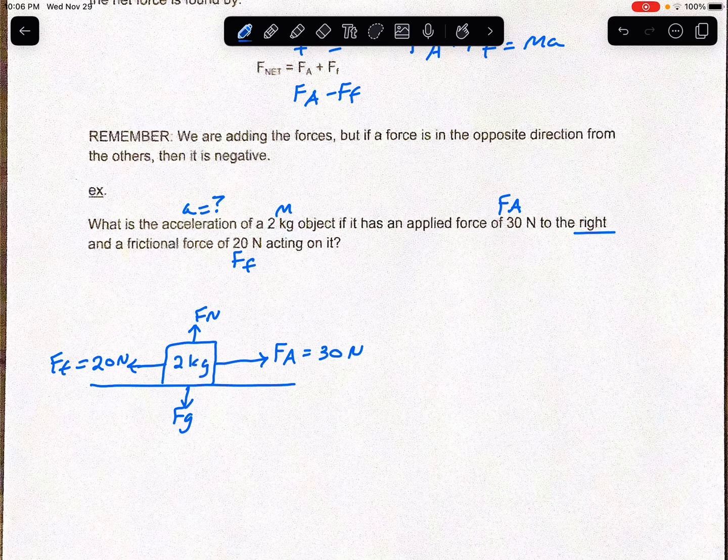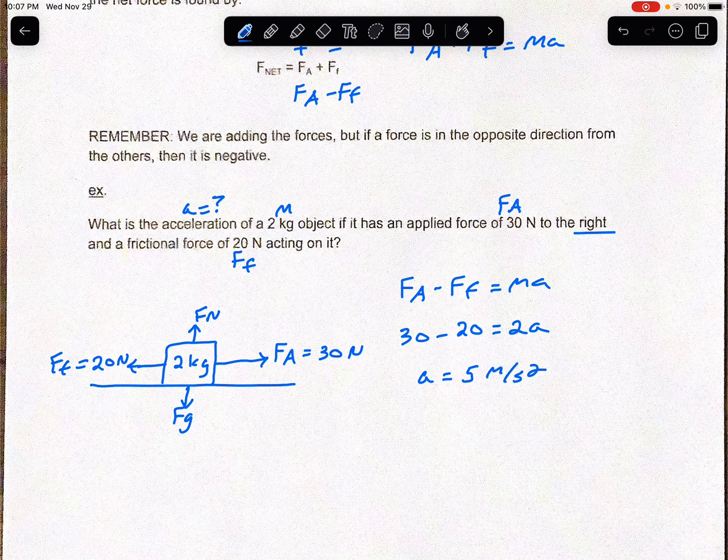I'm trying to find the acceleration. So we know FA minus FF equals mass times acceleration. FA is 30 minus your frictional force, which is 20, equals mass, which is 2, and A we don't know. 30 minus 20 is 10, and then divide both sides by 2, and you get an acceleration of 5 meters per second squared.